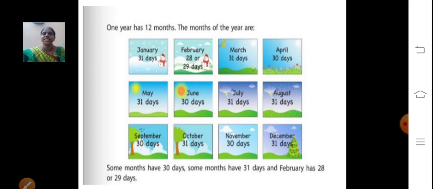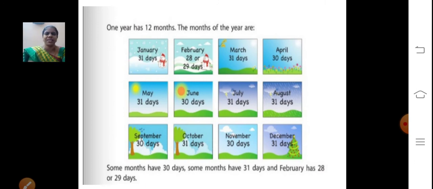Yes, 12 months. You know how many days are there in each and every month? Whether it will be same or it will be different. Have you seen the calendar? Yes. So January has 31 days. February usually has 28 days. So once in 4 years, it will have 29 days. March also 31 days. April 30 days. So it just differs.